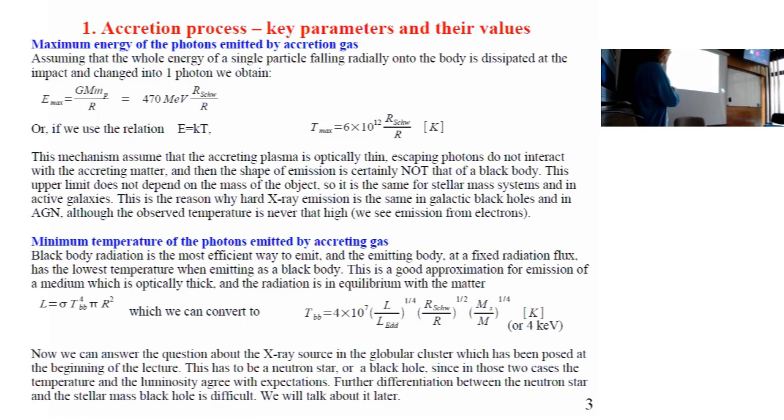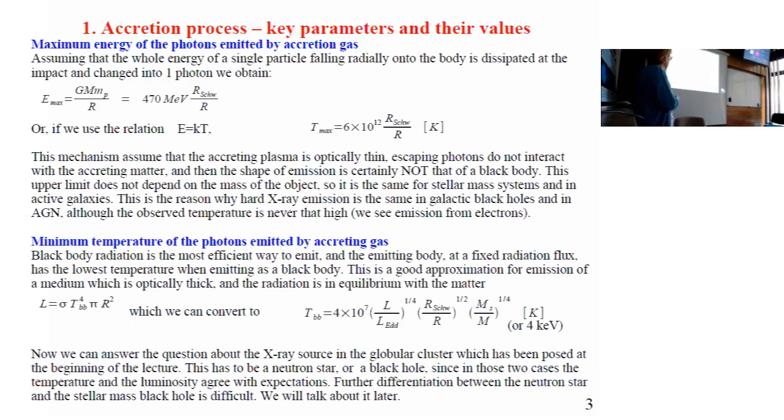And this gives us this maximum energy or maximum temperature. On the other hand, we can also determine the minimum temperature. And to get the minimum temperature, we have to assume that accretion is optically thick. So the material is really dense, thermalized, accumulates, let's say, at the surface of the emitting body.